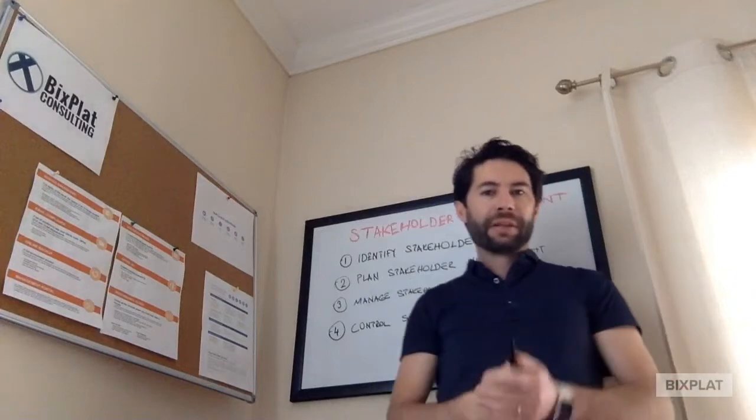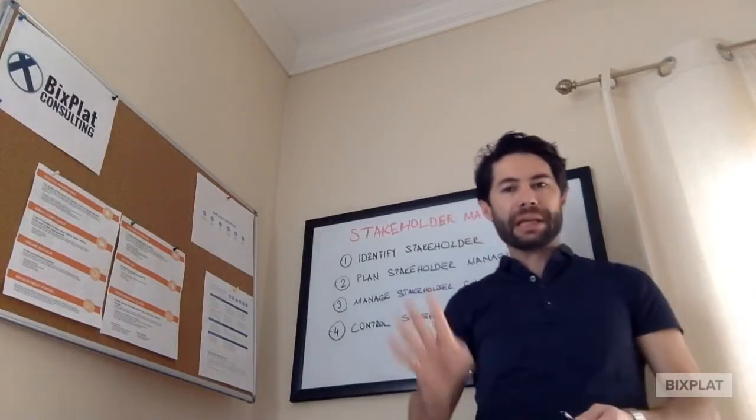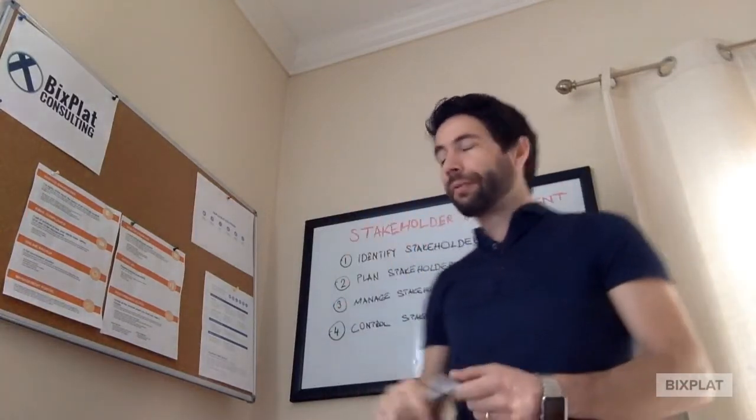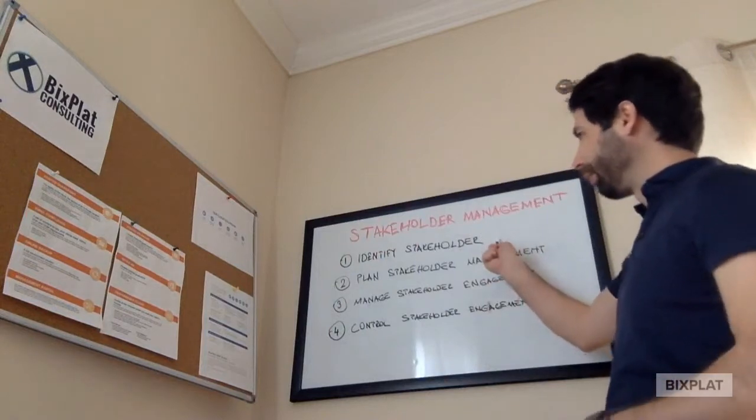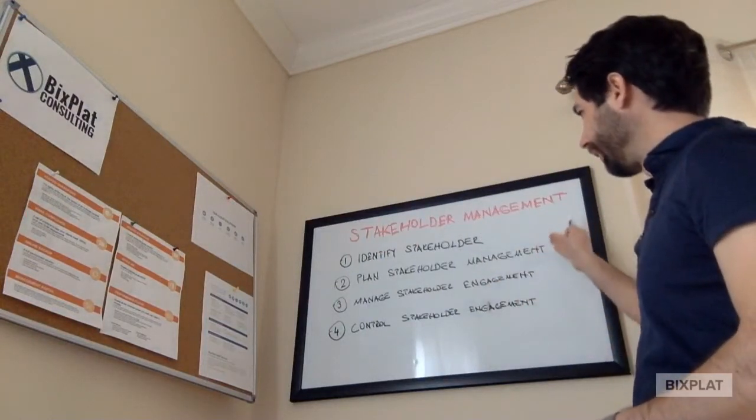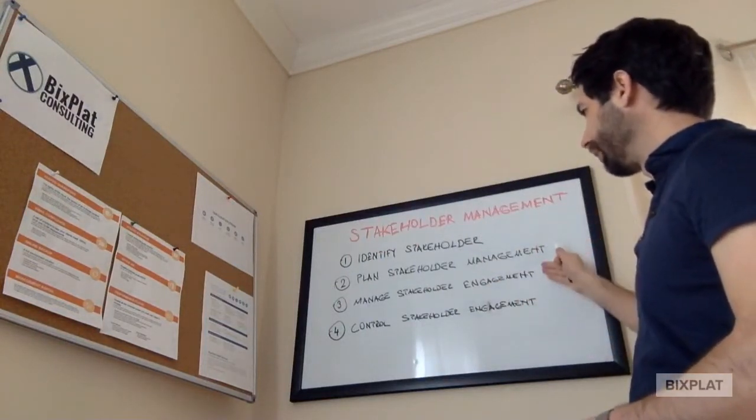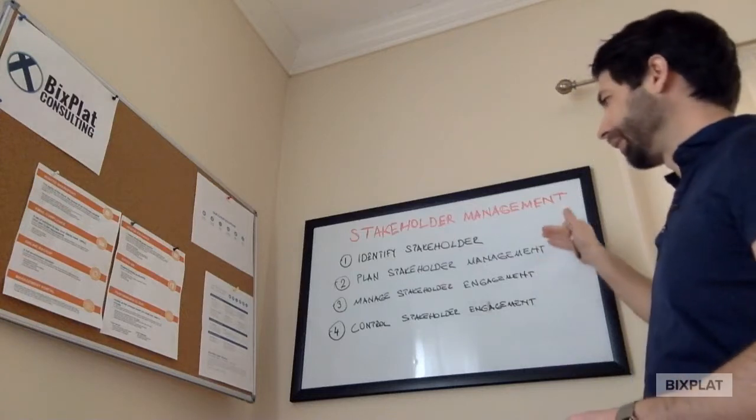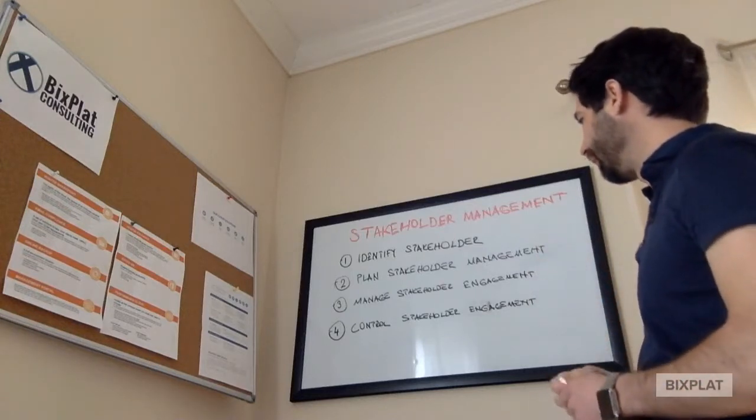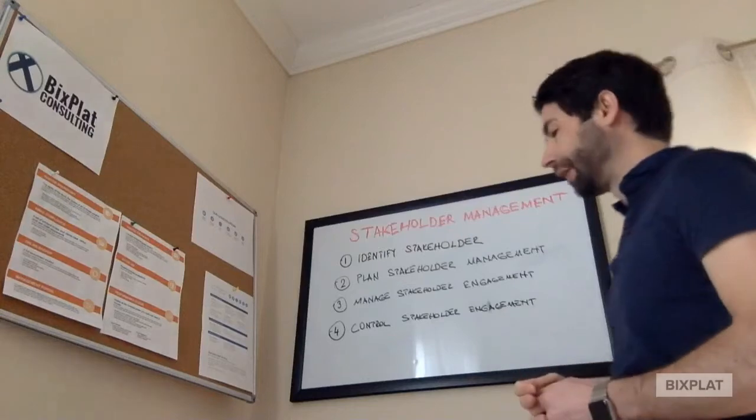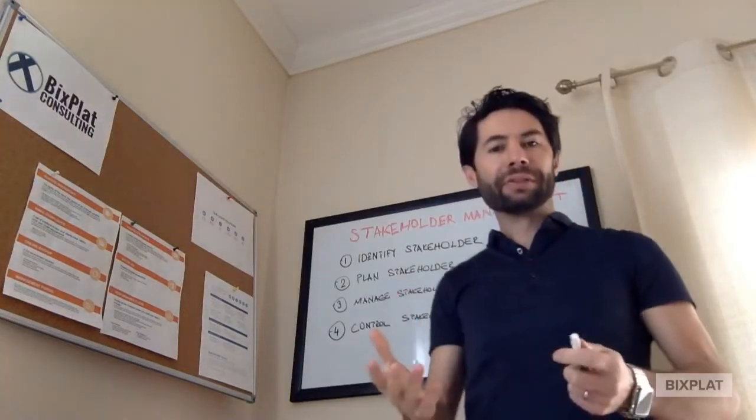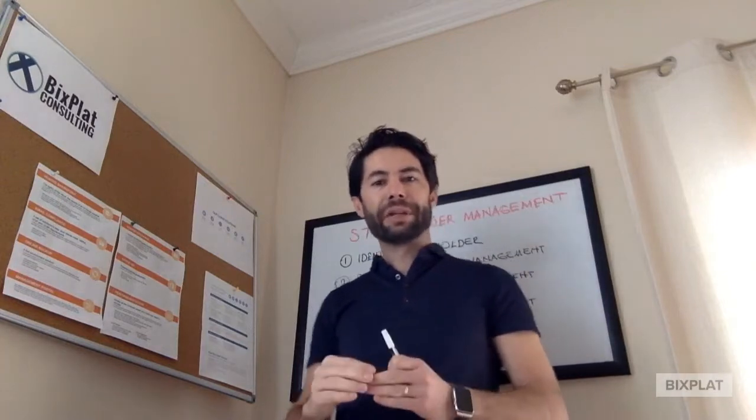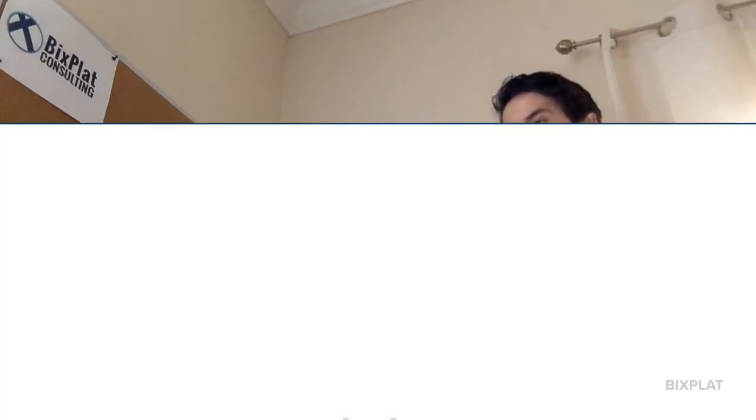We can outline the stakeholder management process mainly in 4 steps. First is identify stakeholders, second is plan stakeholder management, third is manage stakeholder engagement, and the fourth is control stakeholder engagement, which also means developing a strategy for engaging stakeholders and managing the expectations.